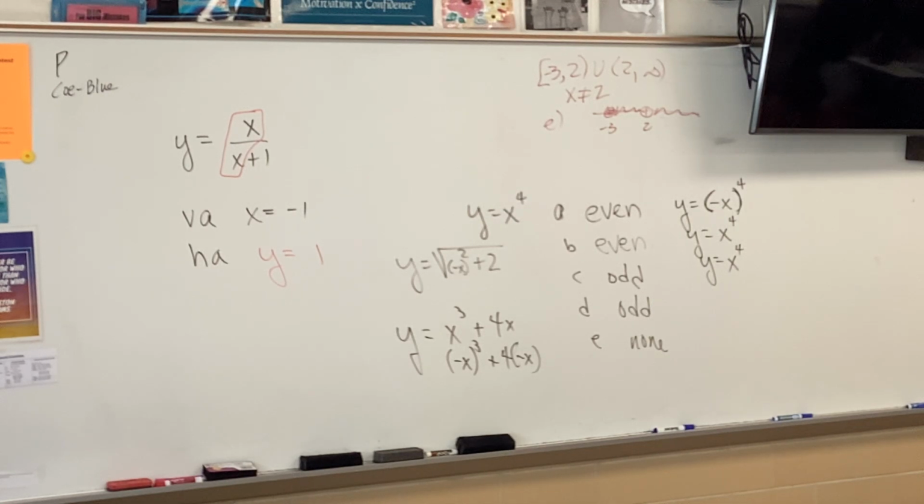Any asymptotes? None. No asymptotes. Why are there no asymptotes? There's no denominator. You've got to have a denominator to have asymptotes. And we don't have a denominator. How about D?